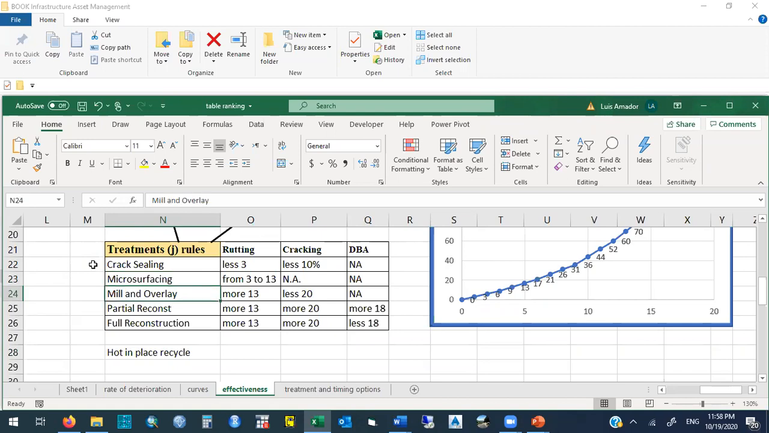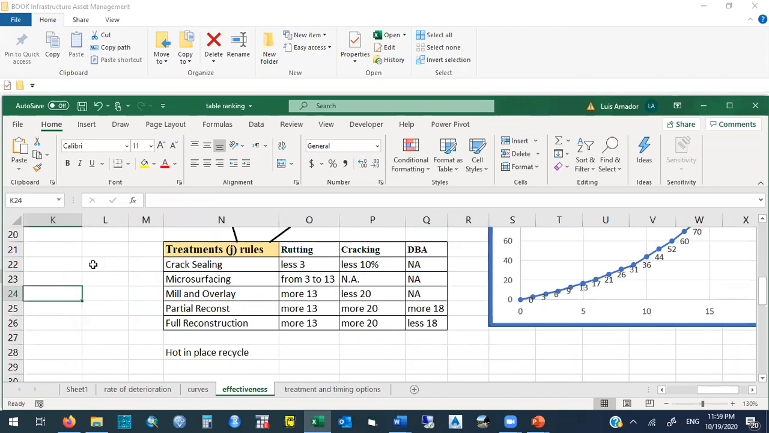Mill and overlay means you have damage in the form of permanent deformation on the wheel pads of the trucks, and you have cracks. Sometimes you even have block cracks or alligator cracks, but they just appear. They are very recent. No part of the asphalt cement has popped out. You just see the cracks over there and you see the ruts. But you know the depth of those is less than the thickness of the asphalt layer.